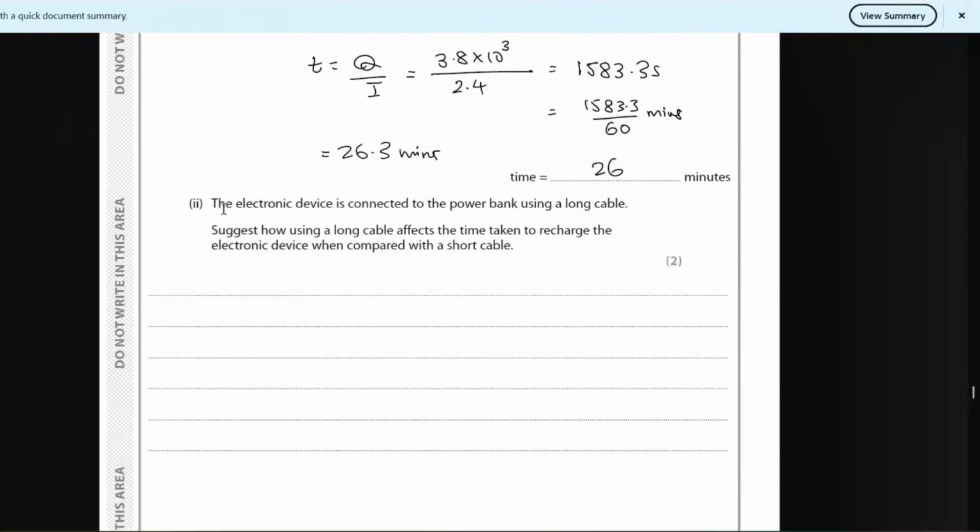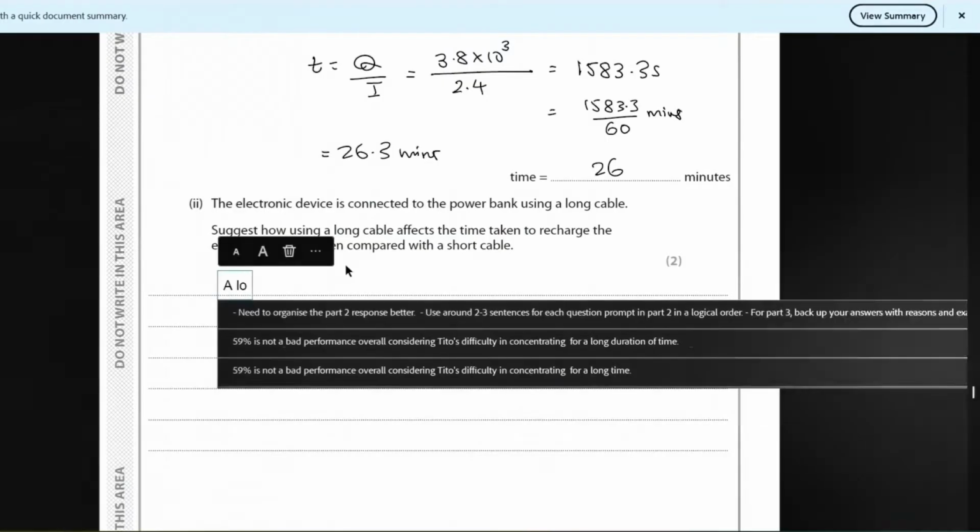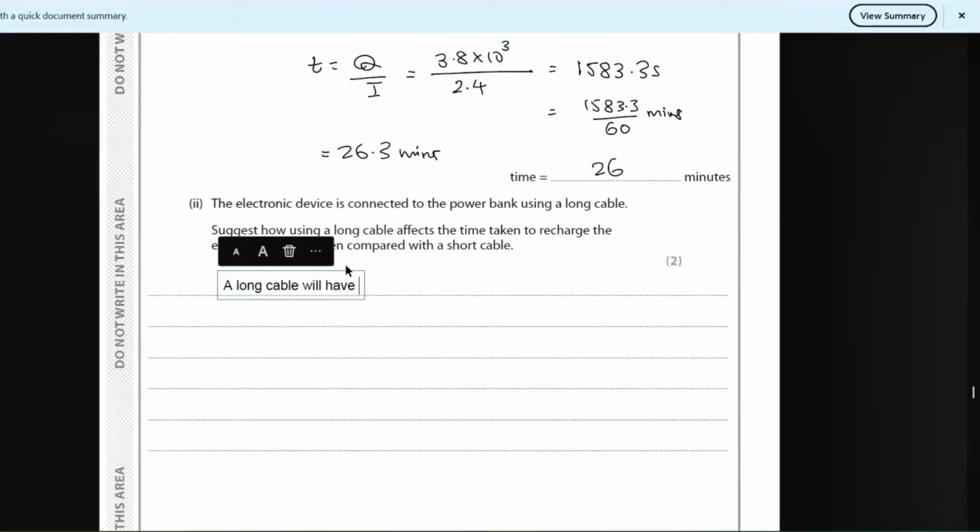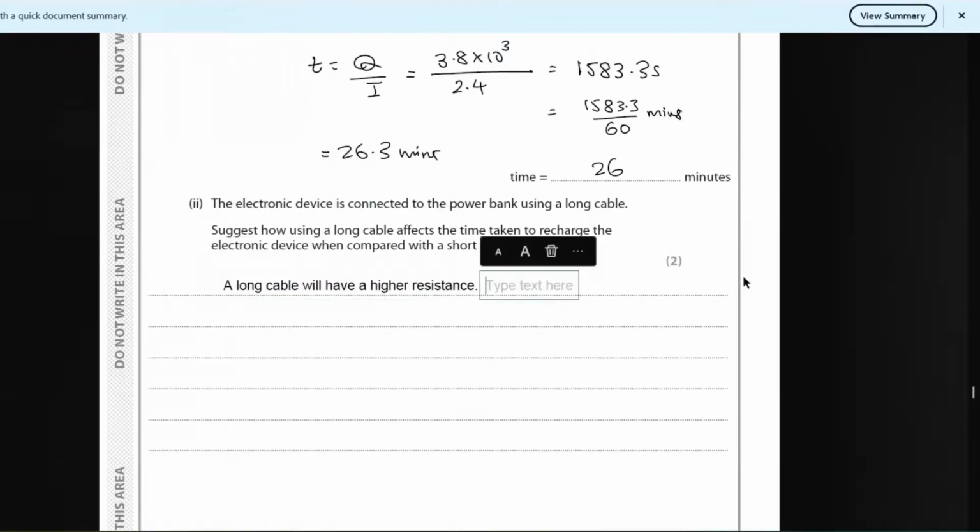Question number 3. The electronic device is connected to the power bank using a long cable. Suggest how using a long cable affects the time taken to recharge the electronic device when compared with a short cable. So what's the difference? Long cable, short cable? We know that using a long cable will have a higher resistance. Let's write that down. A long cable will have a higher resistance. This will decrease the current.